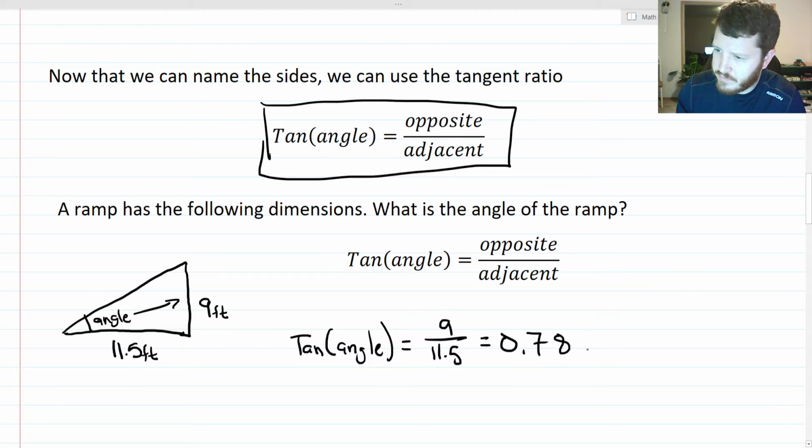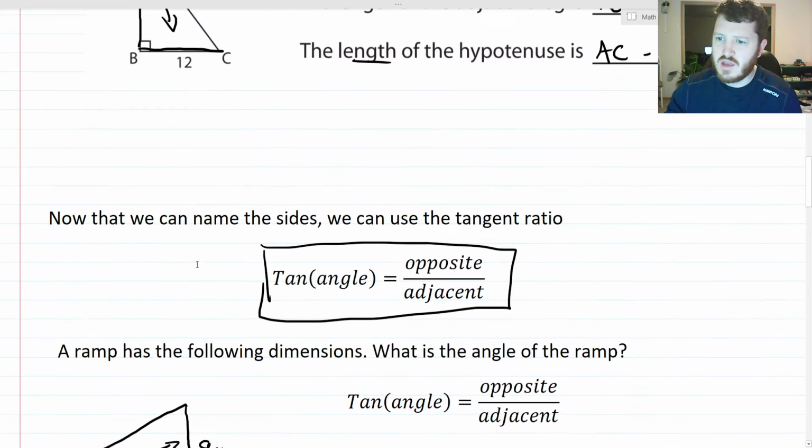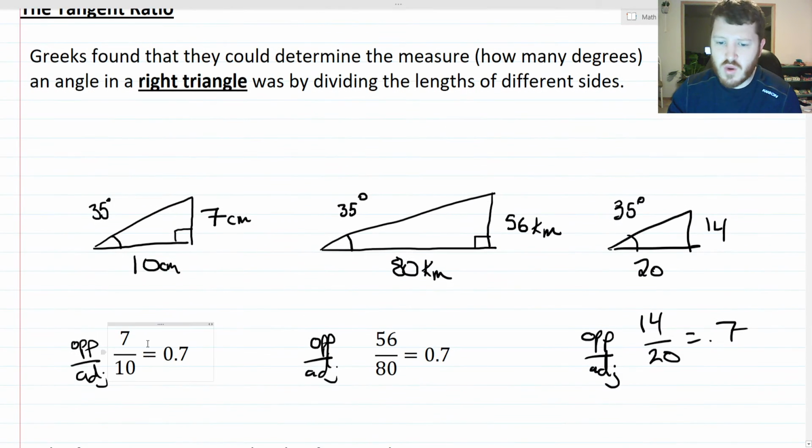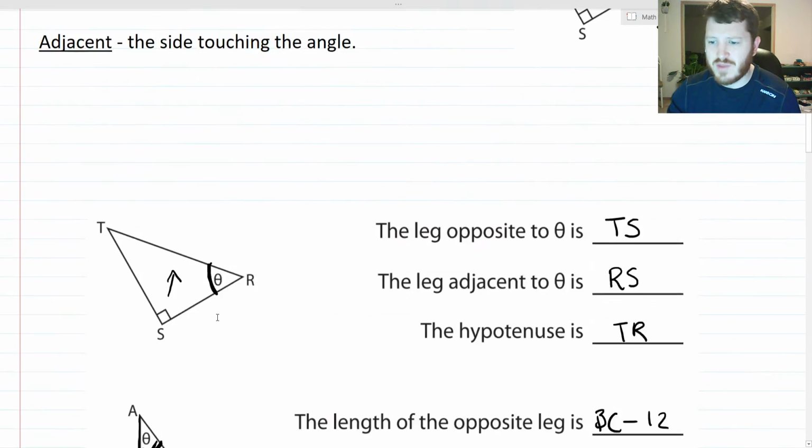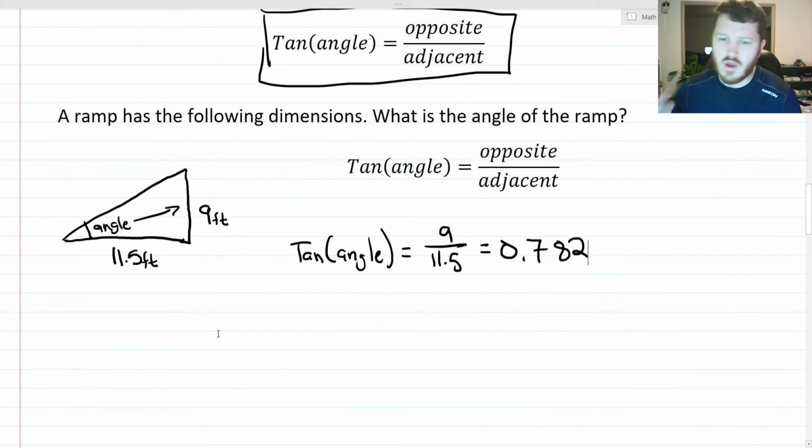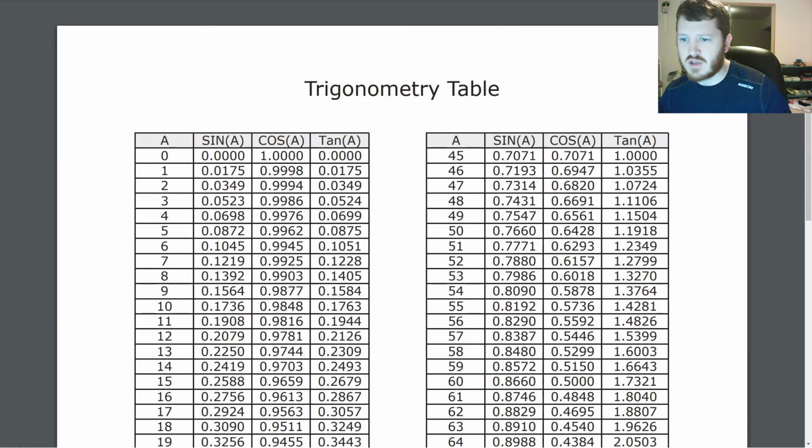Well, 0.782, so what is this angle? If I go back and look, if I got 0.7, I'd expect it to be about 35 degrees. But 0.78 is a little bit more, so my angle is probably a little bit more. What we can do is use a table. The Greeks figured this out, so they made a table of all the different triangles. And it looks kind of like this.